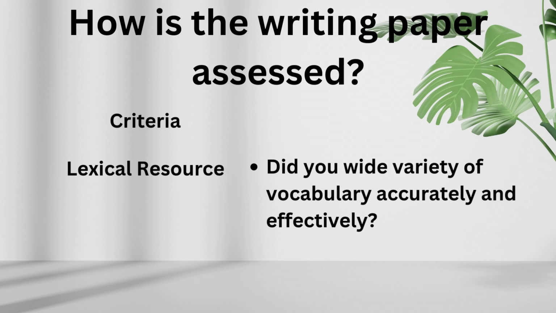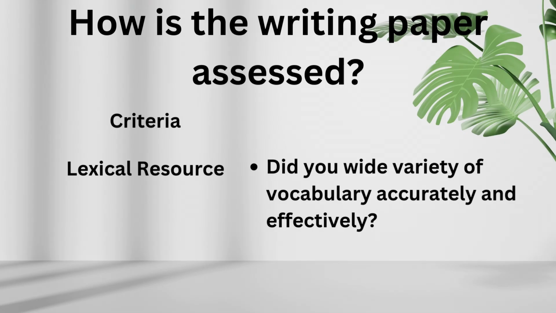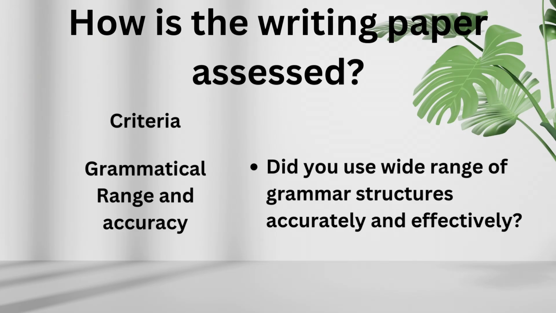That means have you used wide variety of vocabulary accurately and effectively. So you have to be very precise in your use of vocabulary. That means the meanings should be specific to the task and you should be skillful in your choice of words. And then the last criteria is grammatical range and accuracy, which is, as the name suggests, the use of wide variety of grammar structures which you need to use again accurately and effectively.